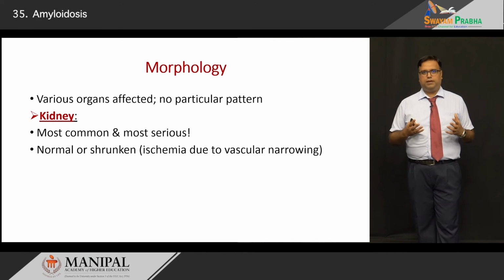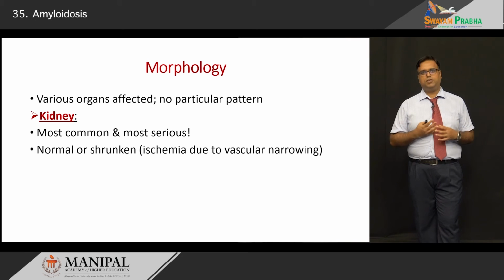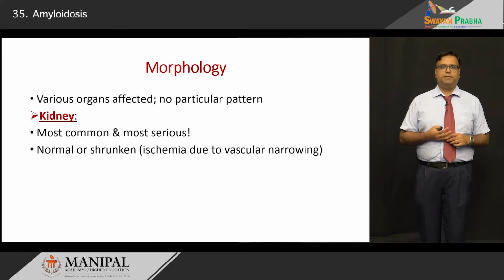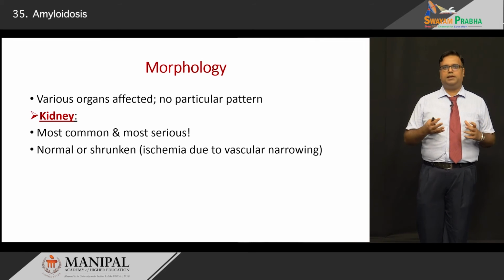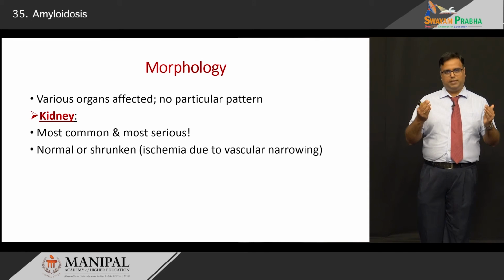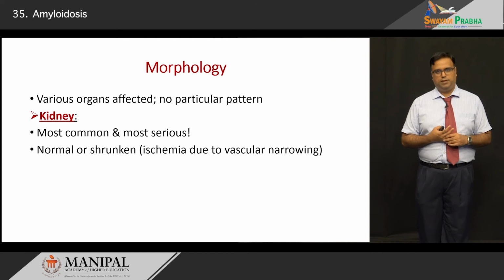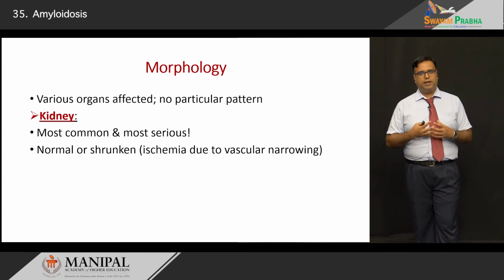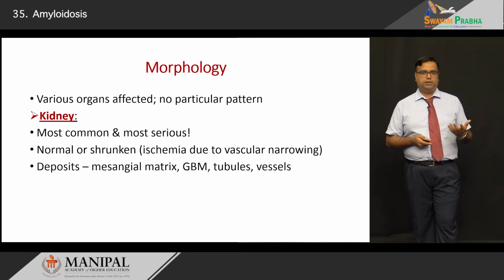And the kidney, how do you think it will look? Sometimes it is large, but by and large you will see a normal or even a shrunken kidney, mainly because of ischemia. As we said earlier, they get deposited on the vessel walls, they compromise the lumina of the vessels, resulting in ischemia and thus resulting in necrosis of the organ.